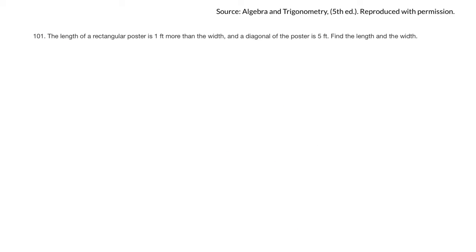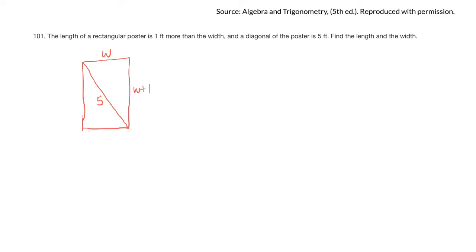Oh, that's okay. The length of a rectangular poster is a foot more than the width. Okay, there's a poster, and the length is a foot more than the width. So here's the width, so the length has to be width plus 1. The diagonal of the poster is 5. Find the length and the width of the poster.